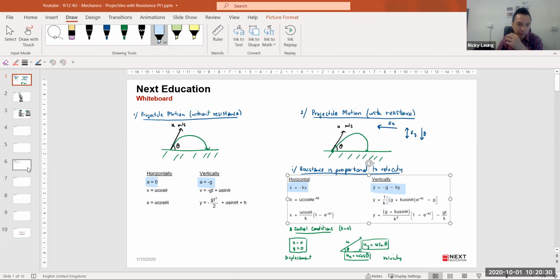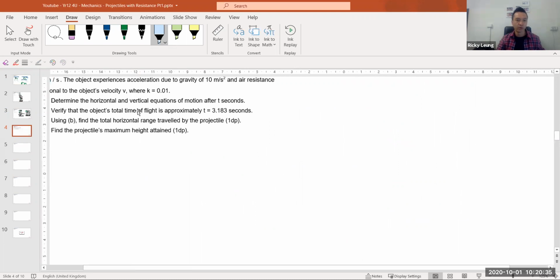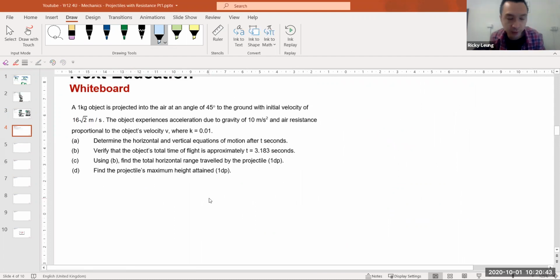So now I'm just going to do a quick question which I prepared in advance that utilizes this information. So in this question, let's once again trawl through the English and pull out the relevant mass related formulae. So a 1 kilo object, right? That's good because when I equate forces, it's ma. 1 is nice because then it just becomes a. Projected 45 degrees to the ground, velocity of that. Yeah, the gravity is 10, that's nice and rounded.